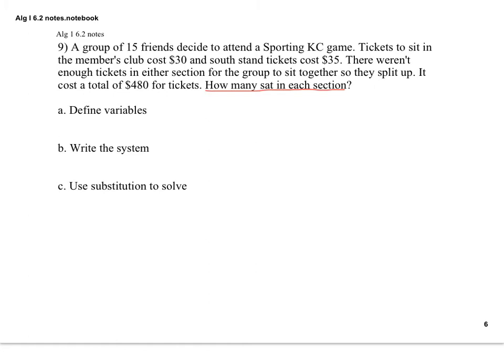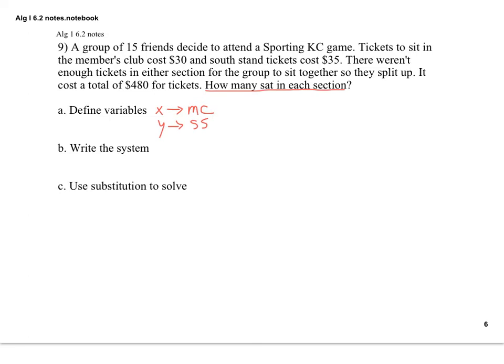So this is going to ask you to define your variables. I'm going to define my variables as x is going to be the people that sit in the members club. We're going to call those people MC. That's where they're sitting. And y is the people that are sitting in the South Stands, which I'm going to call SS. All right, so I'm going to help you set up your system, and then I expect you to be capable of doing your calculation.